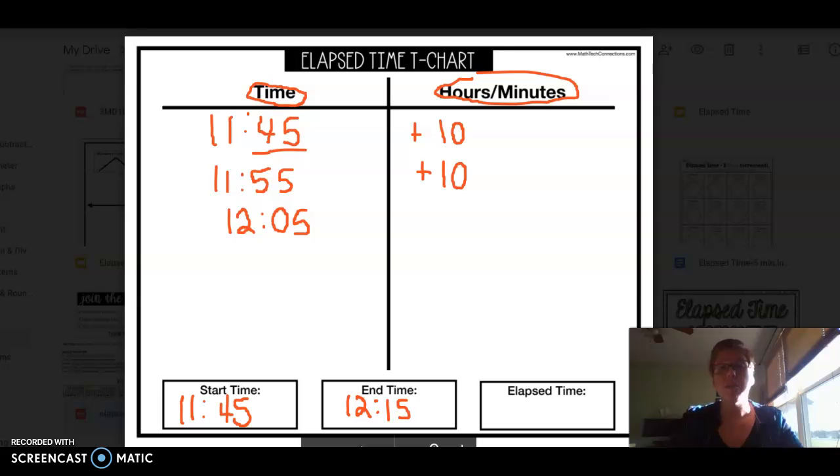So we were at 11:55. We added 10 minutes. Now we're at 12:05. Are we at 12:15 yet? No. But what could we add to 12:05? What could we add to 5 to get to 15? My goodness, we could add another 10 minutes. And that will get us where, friends? 12:15.